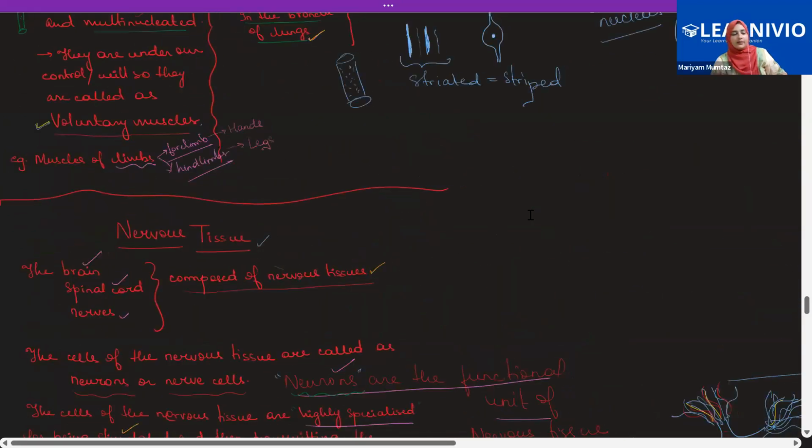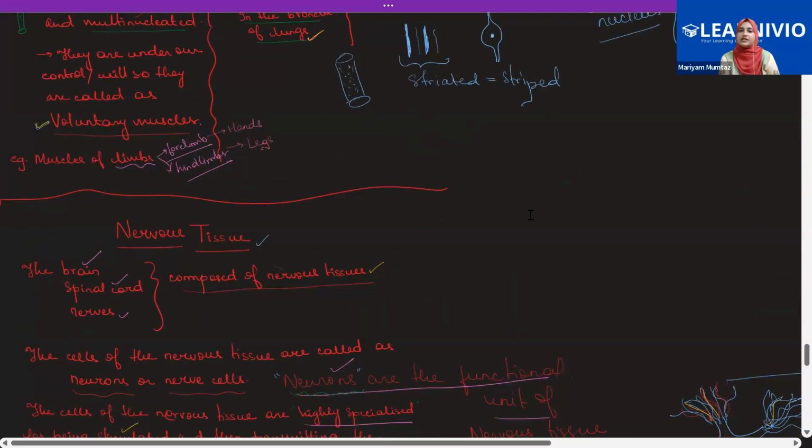Okay. So did anyone have any doubts as far as the muscular tissues are concerned? Any doubts? Anything you people wanted to ask?